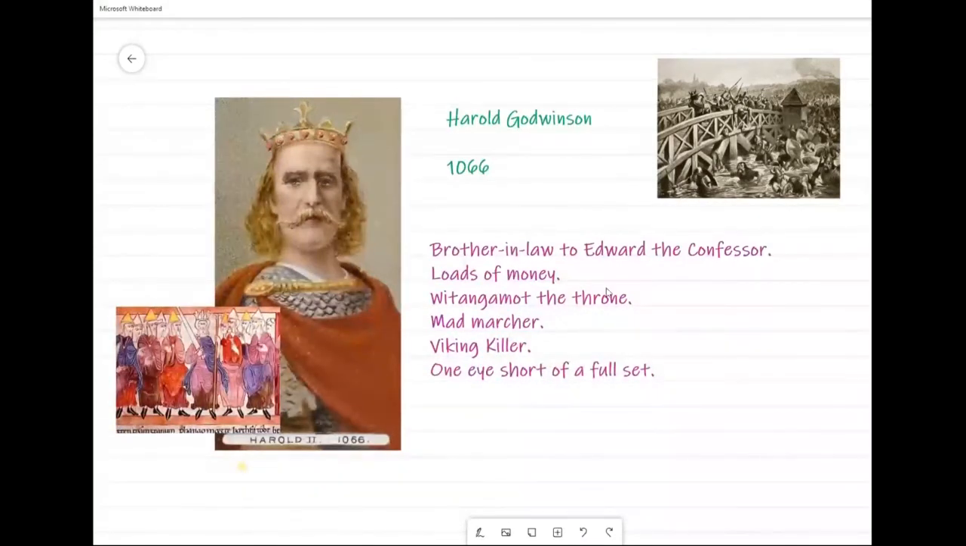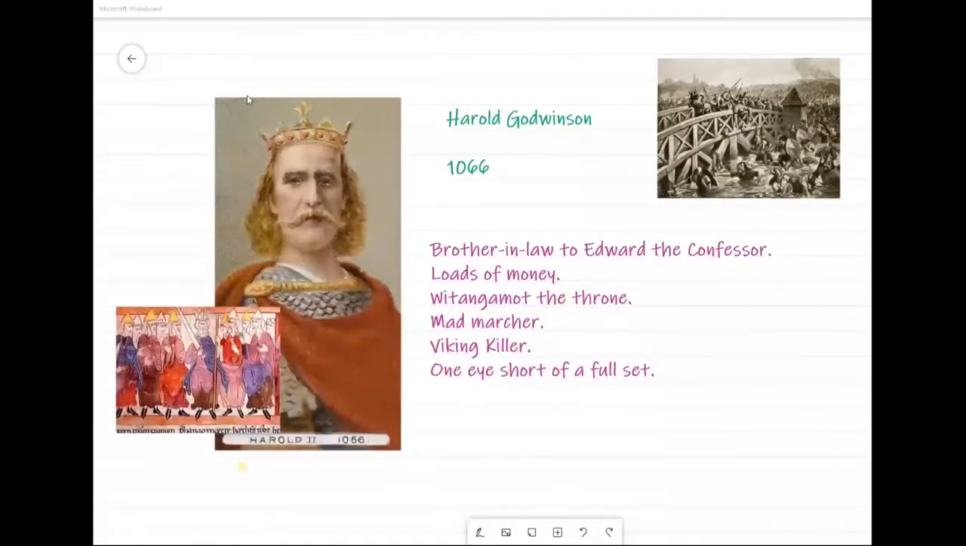Now, that's not quite the same, I must say, as not bothering England again, because he will. He'll be really annoying for the next 10, 20 years. But as far as Harald's concerned, he never gets attacked again by the Vikings, which is just as well, because between you and me, he doesn't have long to live. So, he's a Viking killer, for sure.